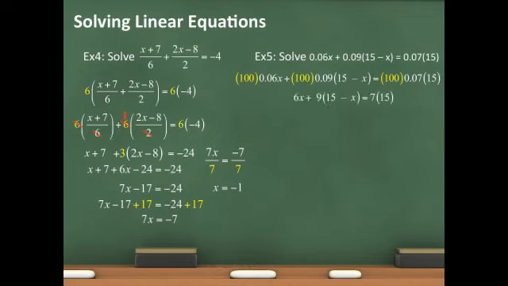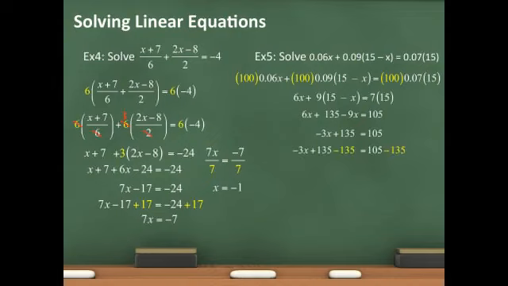This will give us the equation 6x plus 9 times the binomial 15 minus x equals 7 times 15. Notice we have parentheses which we can eliminate by using the distributive property to multiply the 9 times both the 15 and x. This will give us the equation 6x plus 135 minus 9x equals 105. Again, we check to see if we can combine like terms. In our example, we can combine the 6x and negative 9x to give us the equation negative 3x plus 135 equals 105.